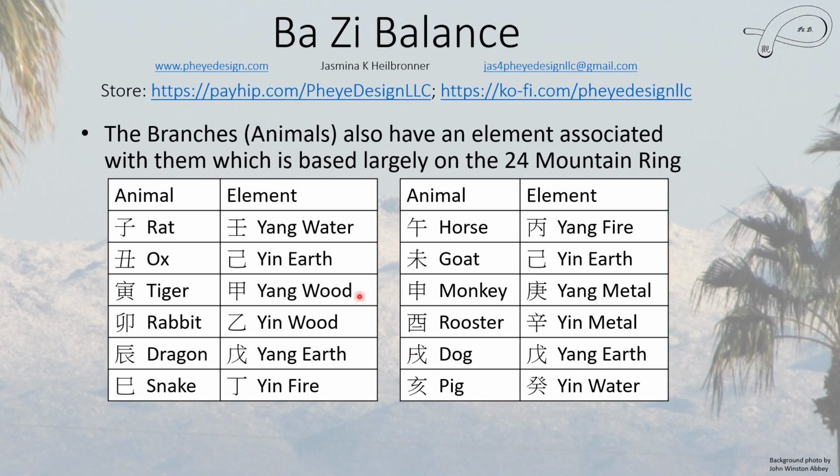The tiger is actually next to the yang wood, and the rabbit is next to the yin wood, and so forth. Now, that leaves 4 animal signs that don't have an element in the clockwise direction. They all get an earth element, and whether it's yin or yang earth depends on the polarity of the animal. So an ox is yin, so it gets yin earth. A dragon is yang, so it gets yang earth. The goat is yin earth, and the dog is yang earth, and that's because the goat is yin and the dog is yang.